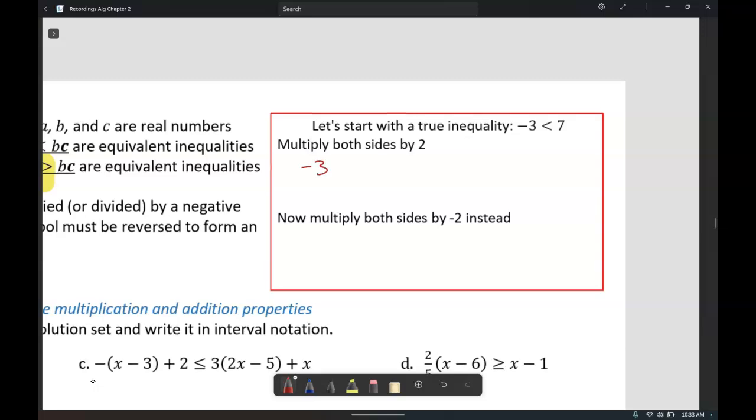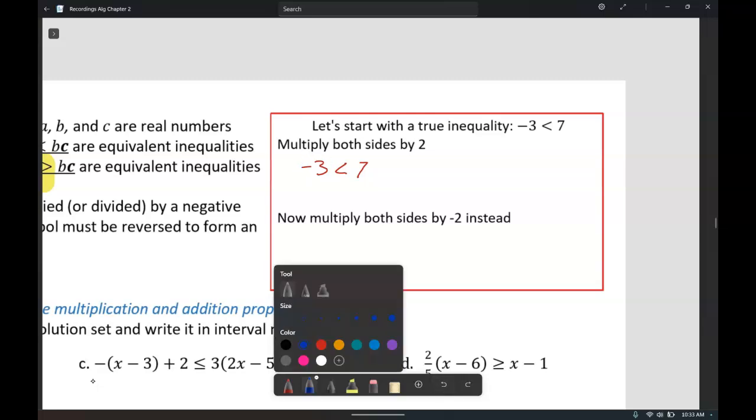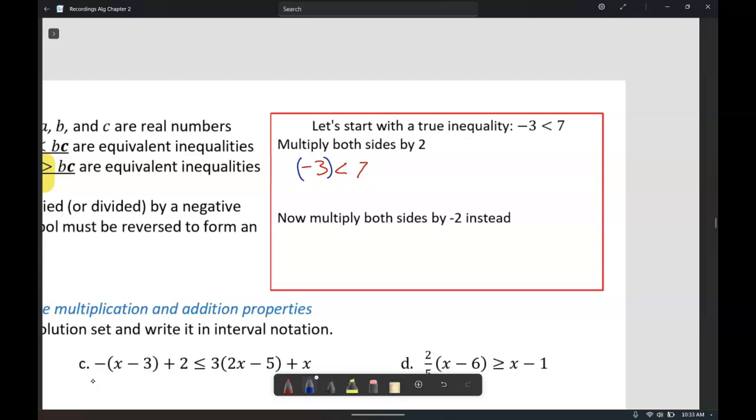We'll take negative 3 is less than 7, and we'll apply our property. Multiply both sides by 2. So in this case, c is 2, and it is positive. We're left with negative 6 is less than 14. That is still true.